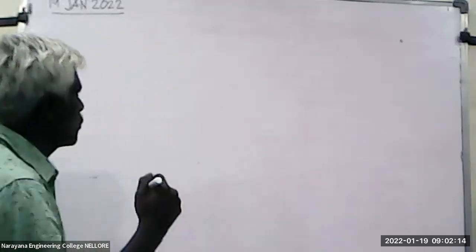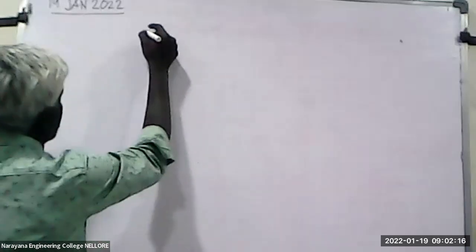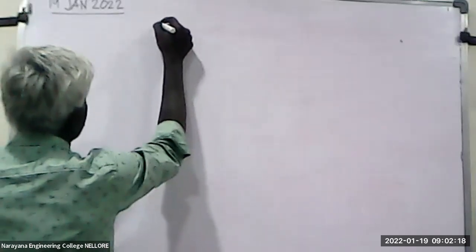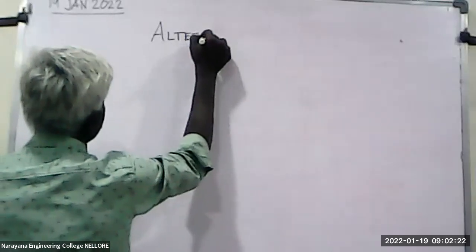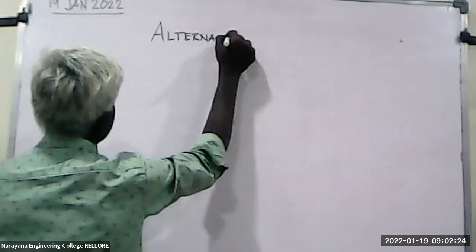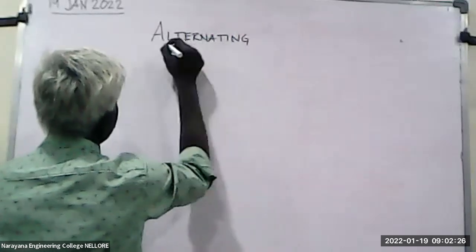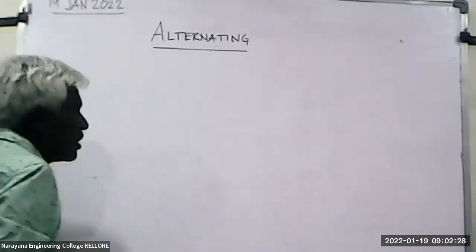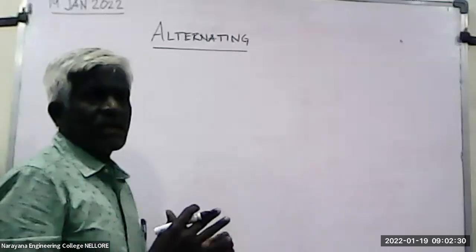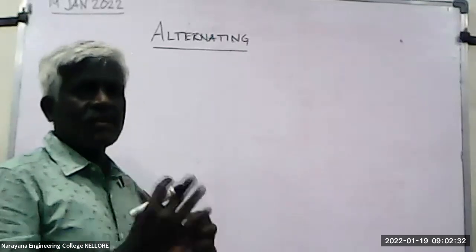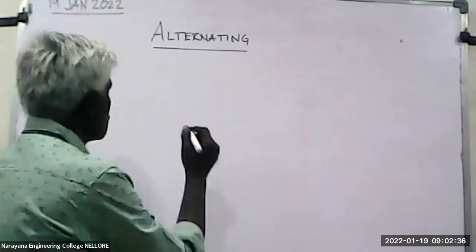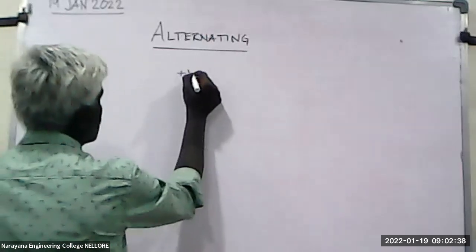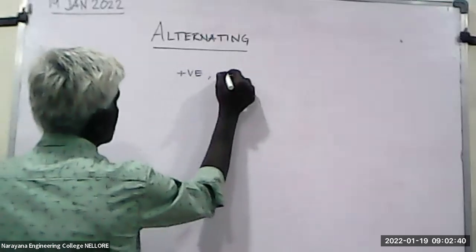Yesterday, we started seeing about alternating quantity, like an AC voltage or AC current. Here we consider a periodic signal which has a period. Over that period, it gets repeated. It has both positive and negative values.